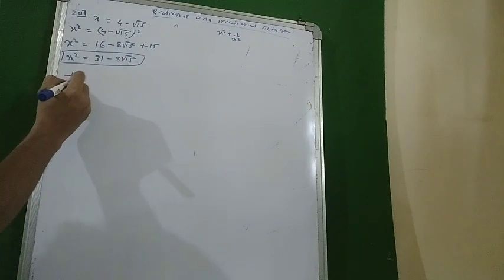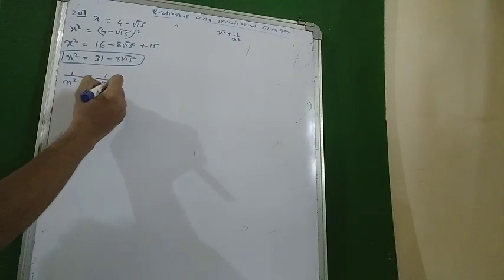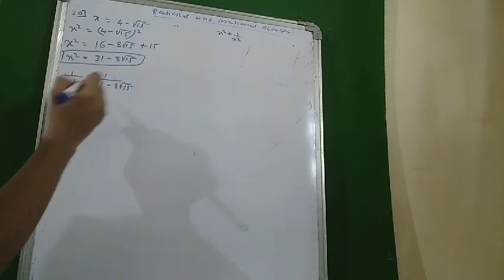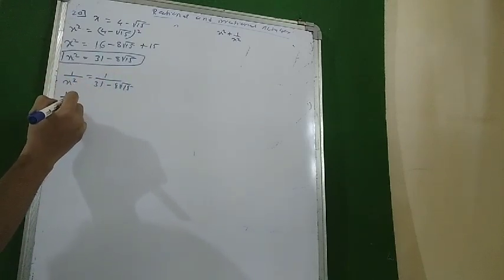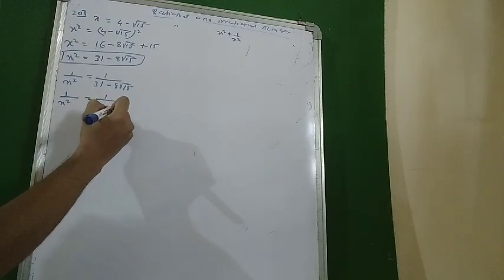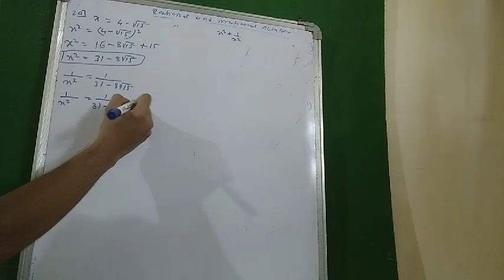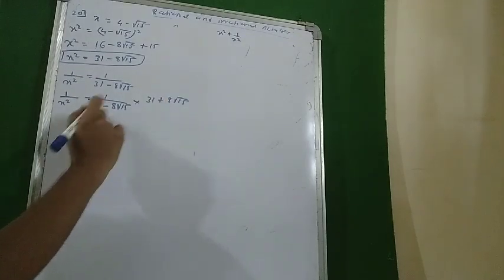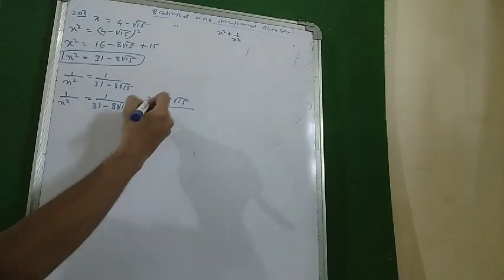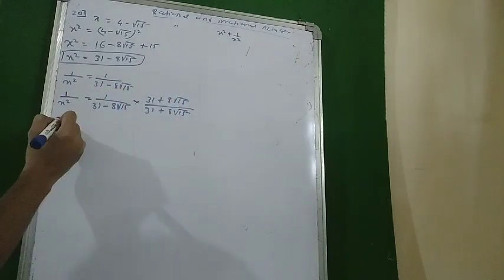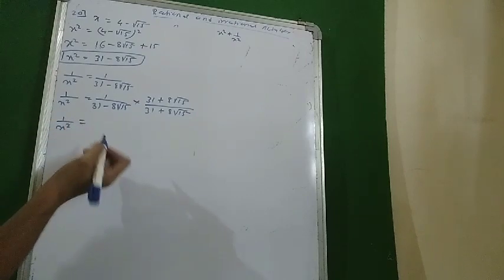Now 1 upon x square is nothing but 1 upon 31 minus 8 root 15. Whenever I have a root sign in the denominator, I will rationalize with the conjugate. What is the conjugate? The minus when written in the plus form, 31 plus 8 root 15. So minus and plus become conjugates of each other. 1 multiplied by anything is the number itself.